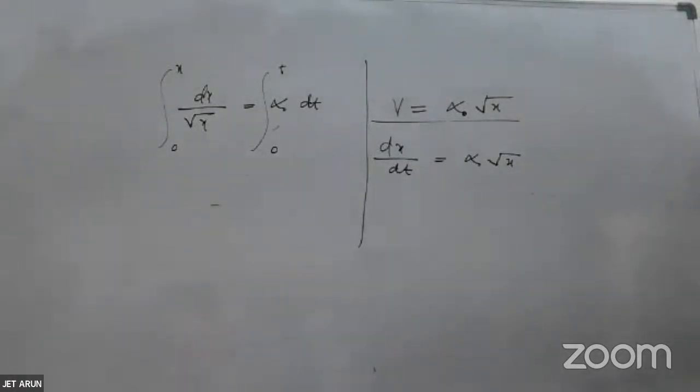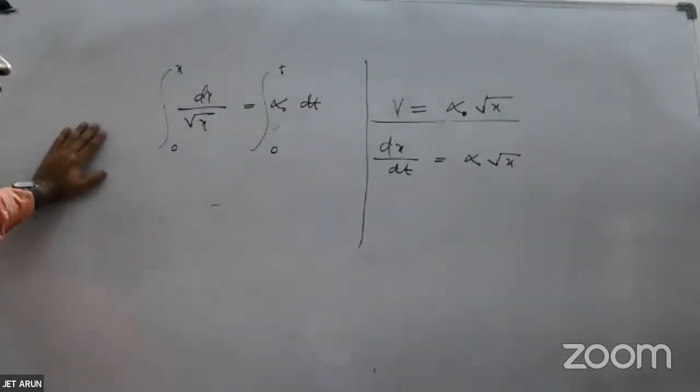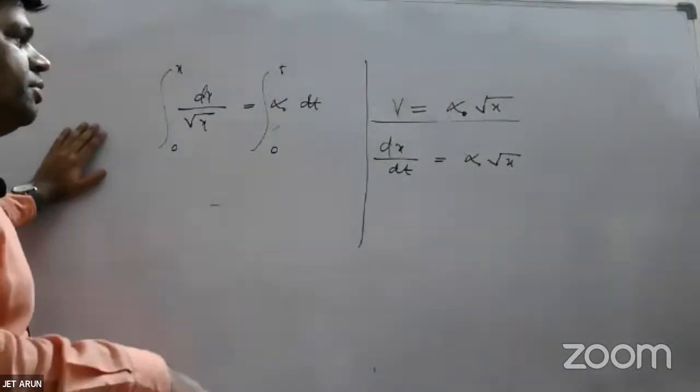But what is he asking us ultimately? Oh, he is asking for time dependence of velocity, not position. Okay, let's find position also, nothing wrong. But if time dependence of velocity is asked, what should I do?